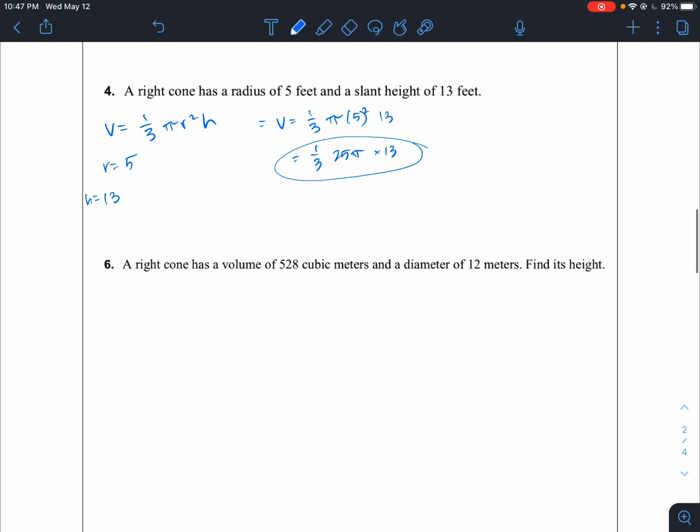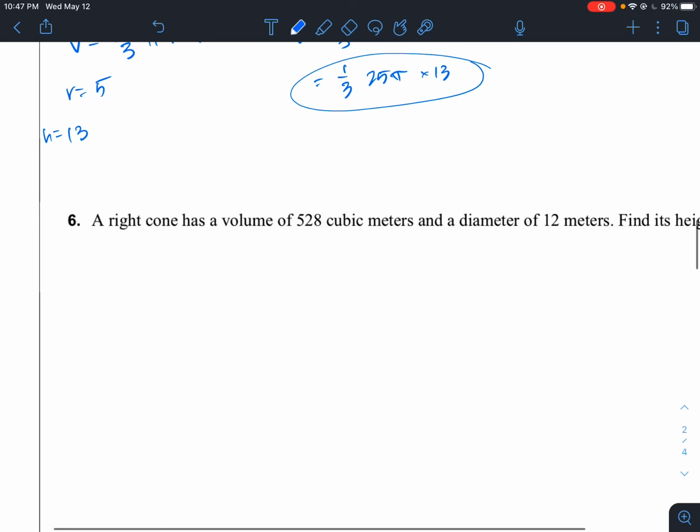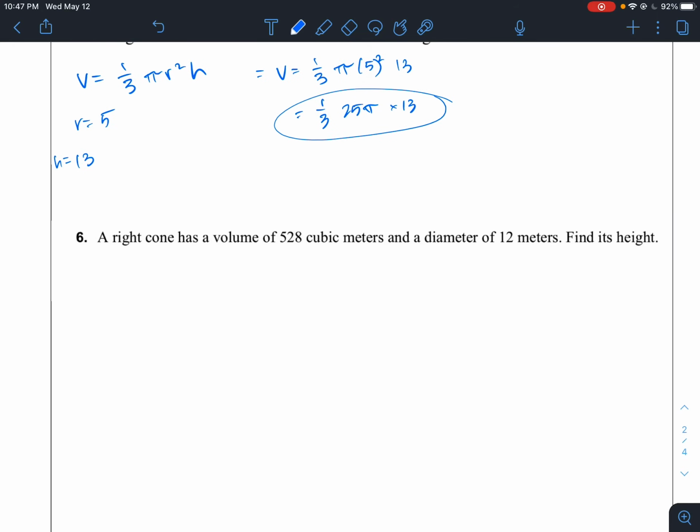Okay, in number 6 right here, it says a right cone has a volume of 528 cubic meters and a diameter of 12. All of these you should just be using this formula: volume is equal to 1/3 times pi r squared times the height. But you notice that in this problem, it gives you the volume. So I know the volume is equal to 528, and the diameter is equal to 12 meters, so the radius is equal to 6 meters. And we're looking to find the height, so I can plug in these values.